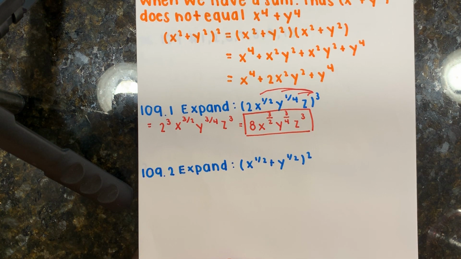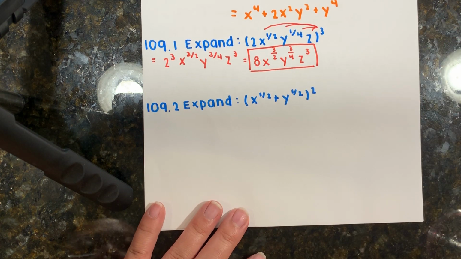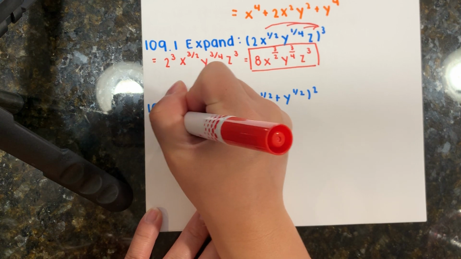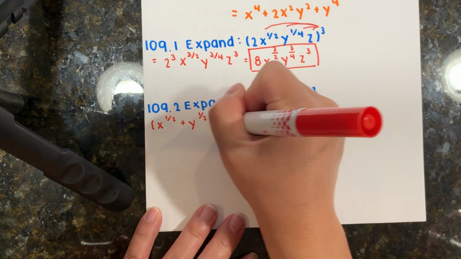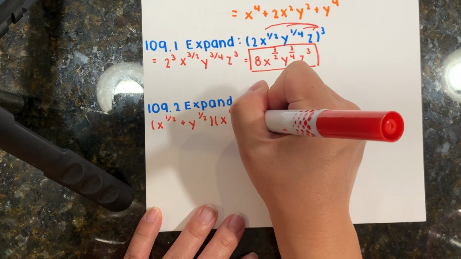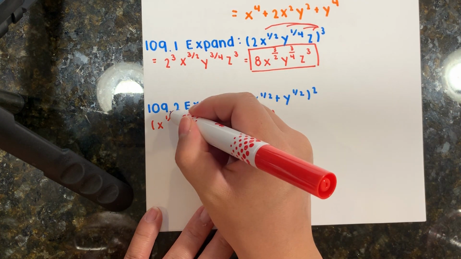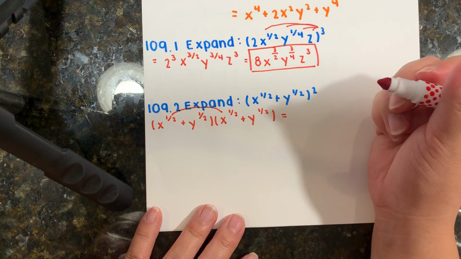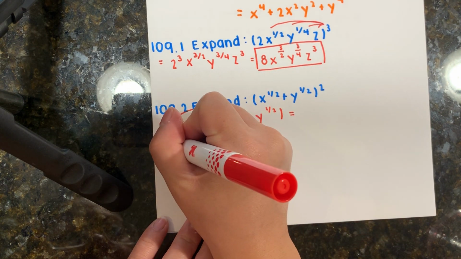So expanding works the same for that one, just make sure you actually multiply out your whole number. Now looking at 109.2, this is similar to that example that I just showed you. So what you actually need to do is multiply out both of these. So it would be x to the 1/2 plus y to the 1/2 times x to the 1/2 plus y to the 1/2. And then you're going to multiply this through. So x to the 1/2 times x to the 1/2 would be 1/2 plus 1/2 equals a whole.